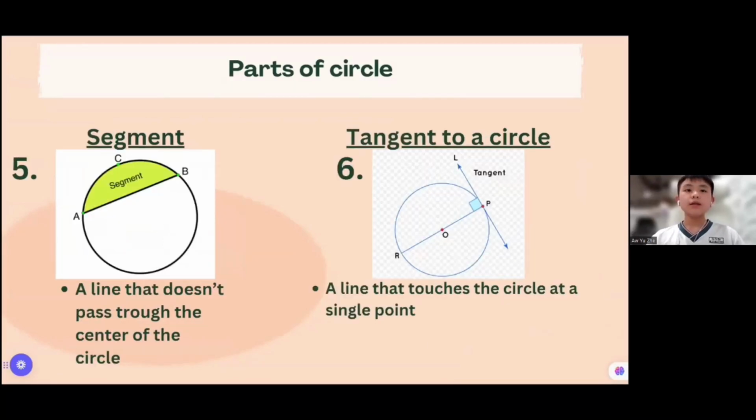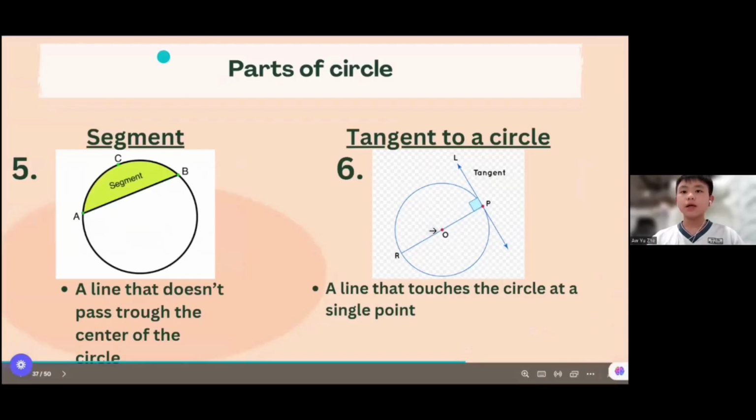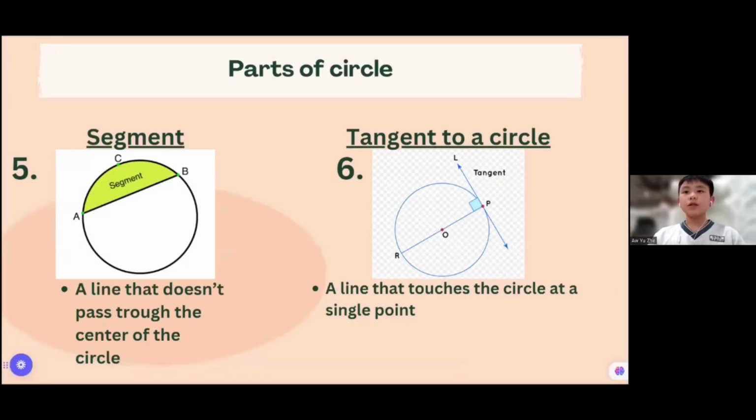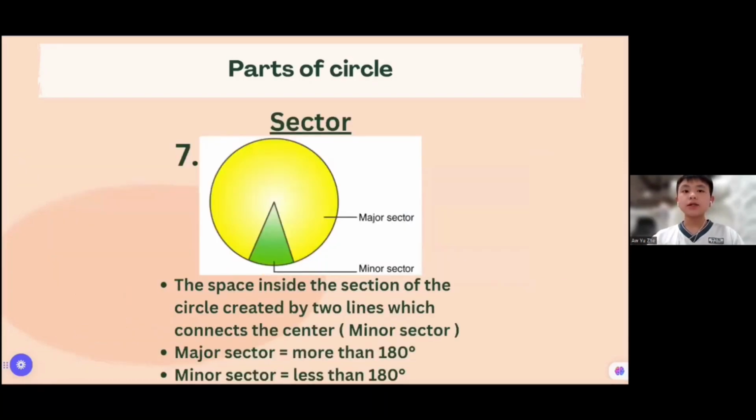And a segment is a line that doesn't pass through the center of the circle, as you can see in the picture above. And lastly, a tangent to a circle is a line that touches the circle at a single point, which is also just like a line stuck to a circle. And lastly is the sector.